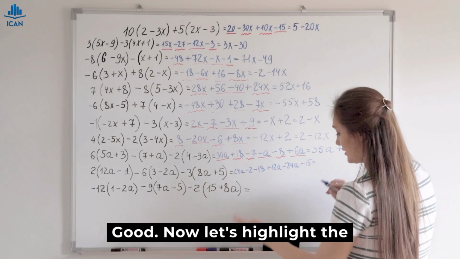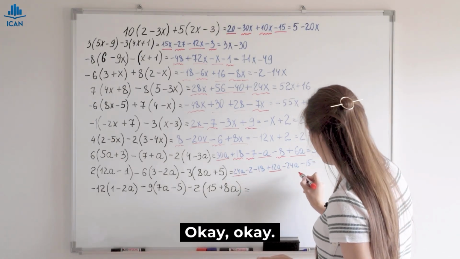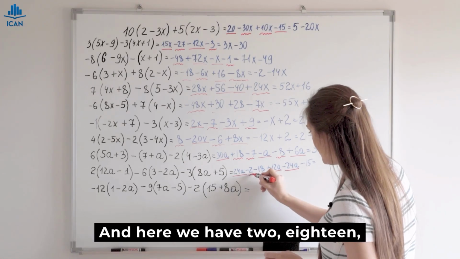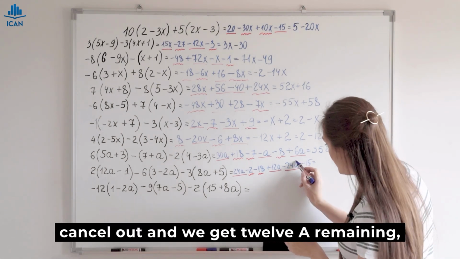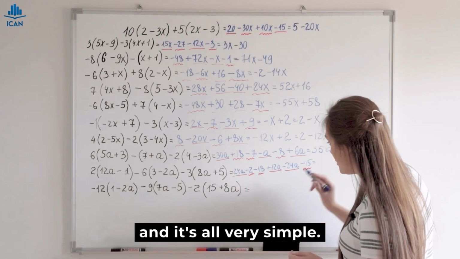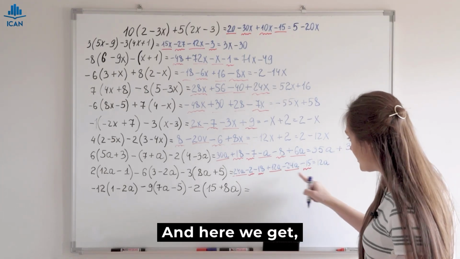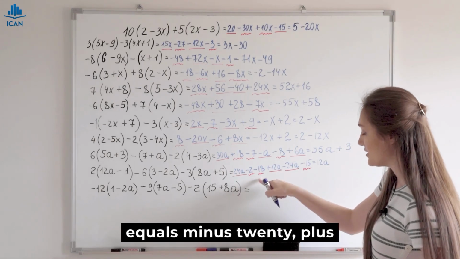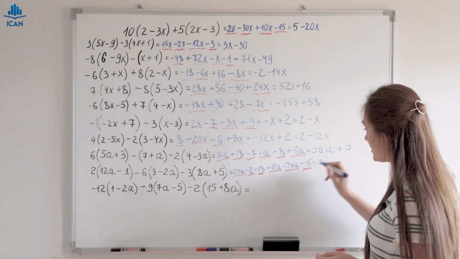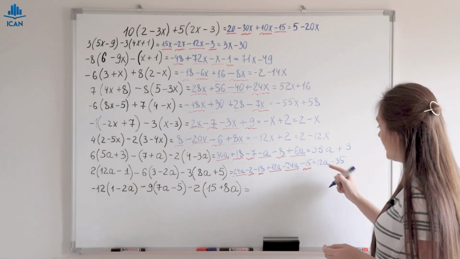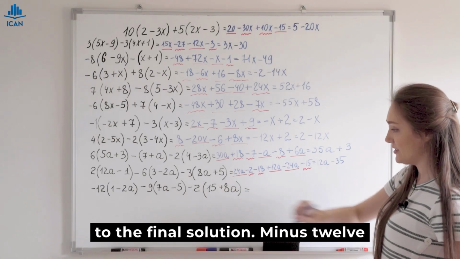Good. Now let's highlight the homogeneous terms. And here we have two numbers, 18 and 15. All right, good. Look, here these mutually cancel out and we get 12a remaining, and it's all very simple. And here we get minus 2 plus minus 18 equals minus 20, plus minus 35. So we get minus 15 minus 35. 12a and minus 35 is the answer. Now to the second to last one. And we move on to the final solution.